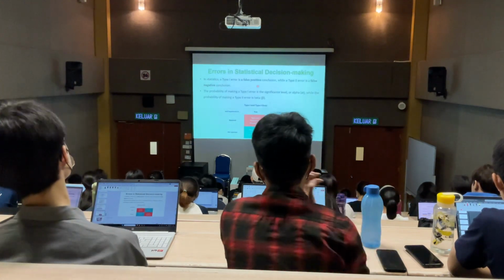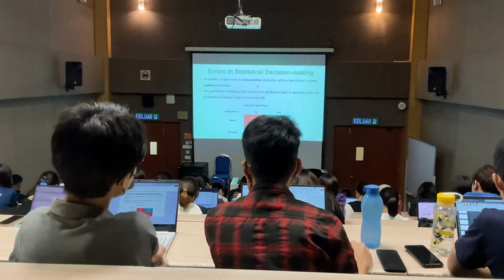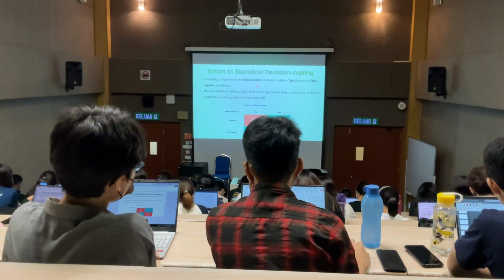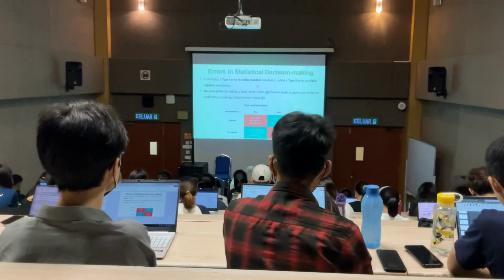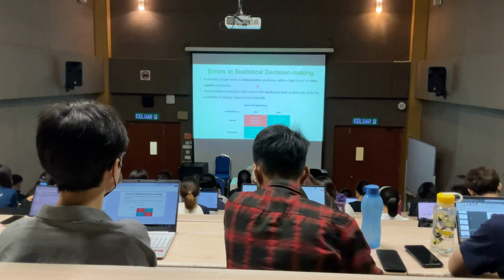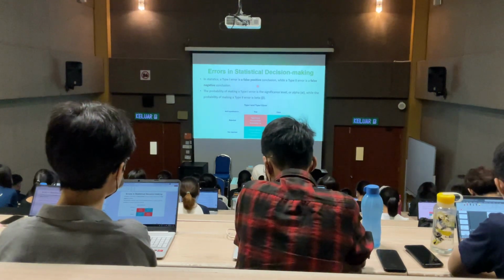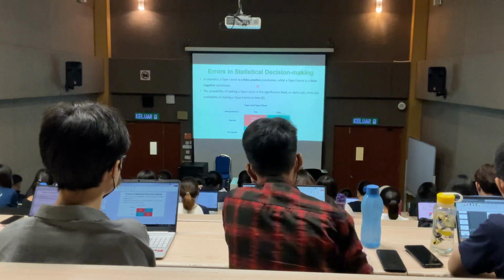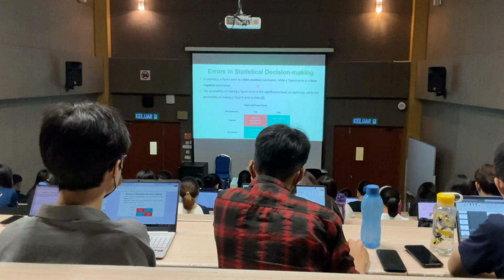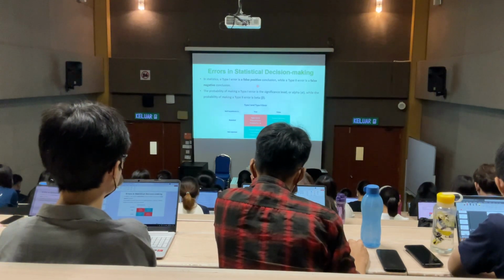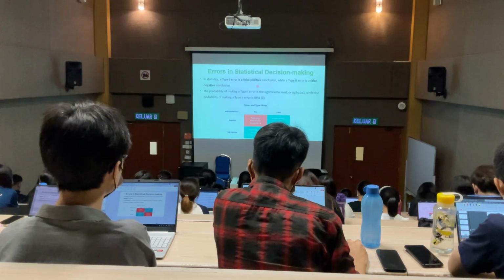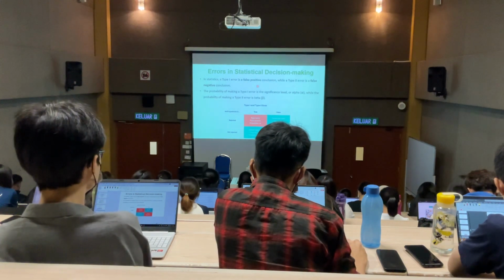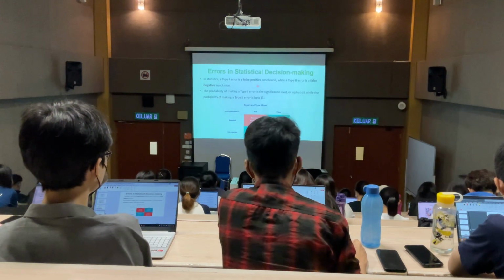So what are type 1 and type 2 errors? In statistics, a type 1 error is called a false positive conclusion, and a type 2 error is a false negative conclusion. The probability of making a type 1 error is the significance level alpha, whereas the probability of making a type 2 error is beta. We'll learn about beta in the t statistical test. But do remember how to differentiate type 1 and type 2 errors. Okay, class, clear?